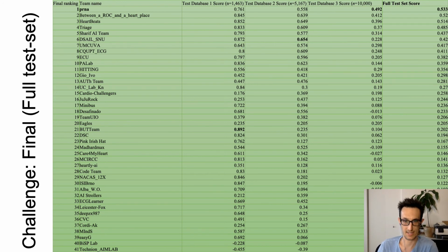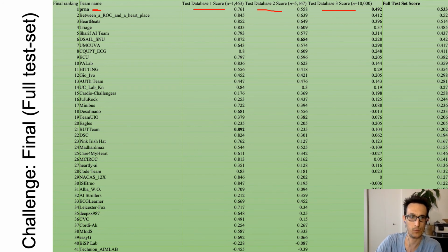And we can get a better idea about why that is by looking at the breakdown between the different data sets that make up the test set. So this is our team here, and we can see that these are the challenge metric scores for each of the 3 different data sets in the test set. We can see that we didn't do as well on the first one. So the top team achieved a challenge metric of 0.892, whereas ours was 0.761.